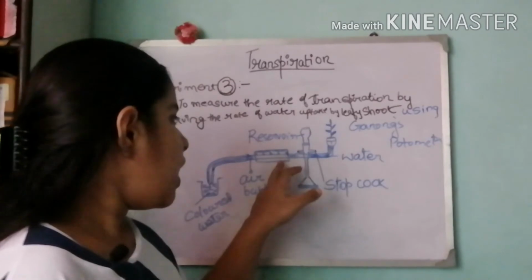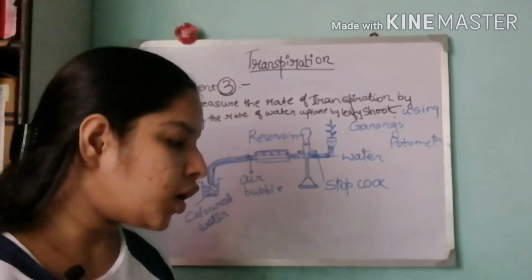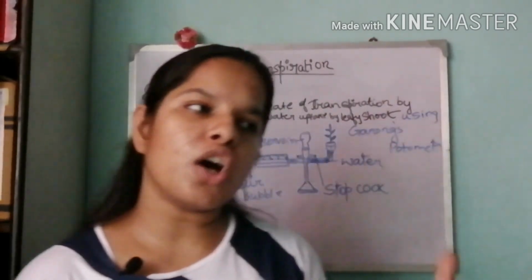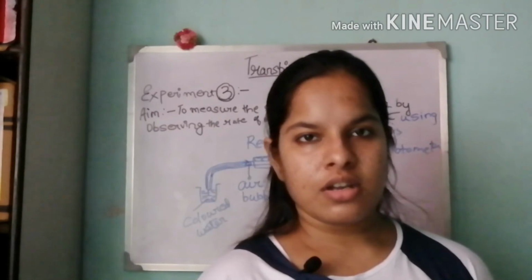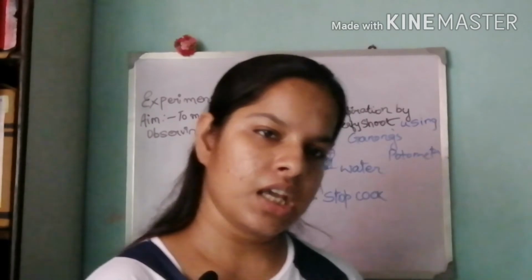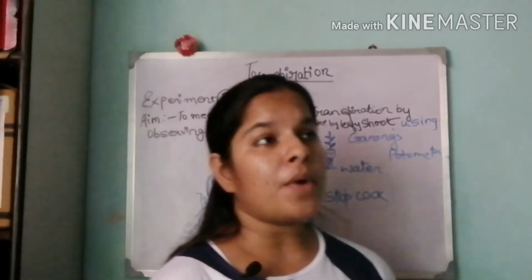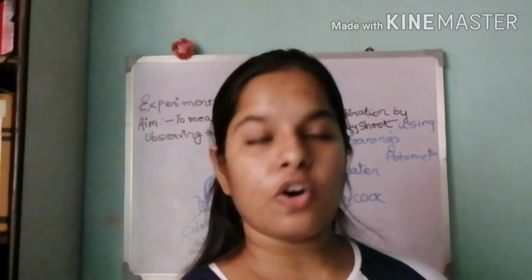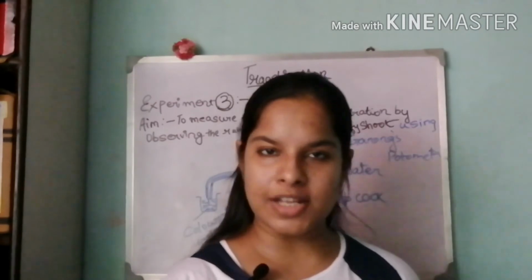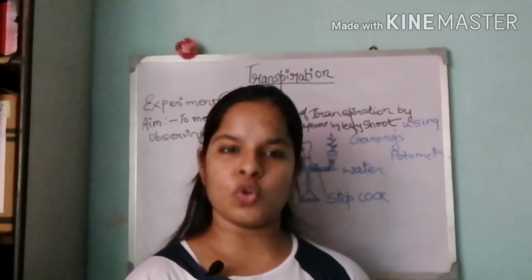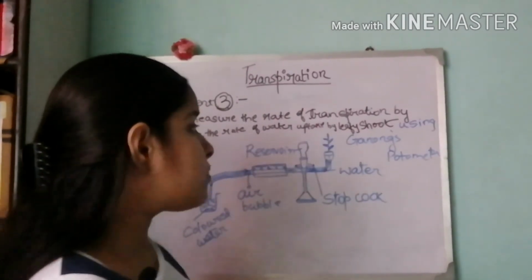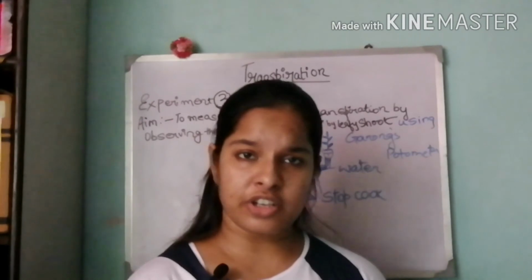Okay, so what is the conclusion, or what can be the inference of this experiment? The inference is very simple: the water lost during transpiration can be measured by the water taken up by the plant. You might be thinking, why do we need to do the experiment? Obviously, we cannot just say verbally a value that this amount of water is lost. A proof has to be given, and this is the best method to show the amount of water lost during transpiration.